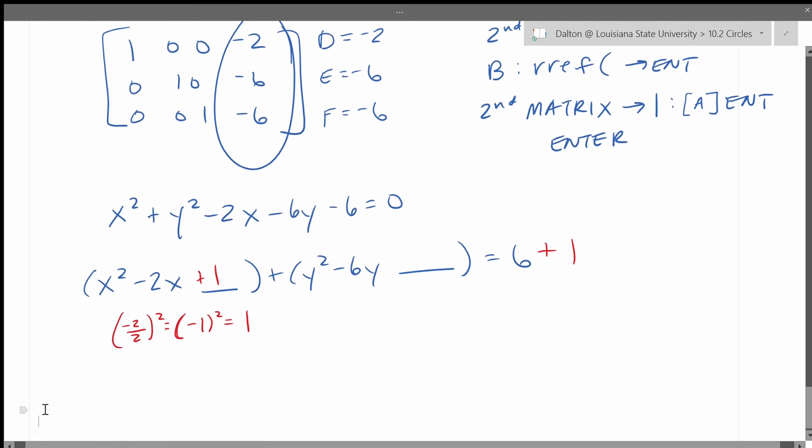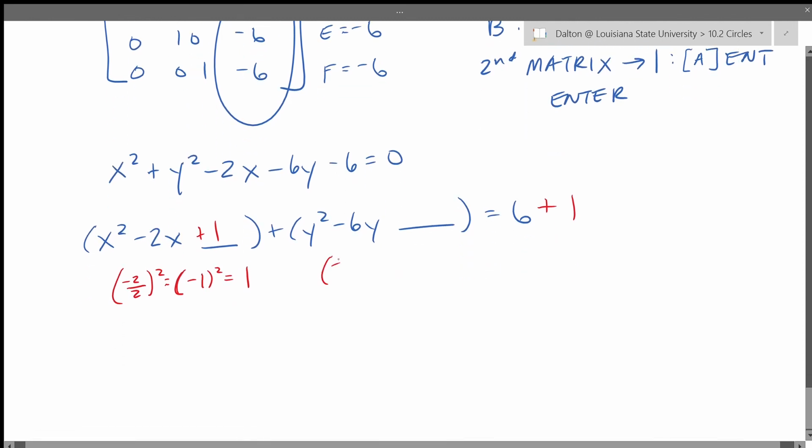And then we can find the new c for the y's. That'll be negative 6 over 2 squared, plus negative 6 divided by 2 is negative 3 squared, which is positive 9. And we'll add 9 here and add 9 to the right side.